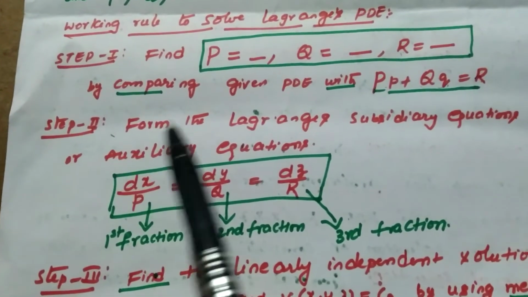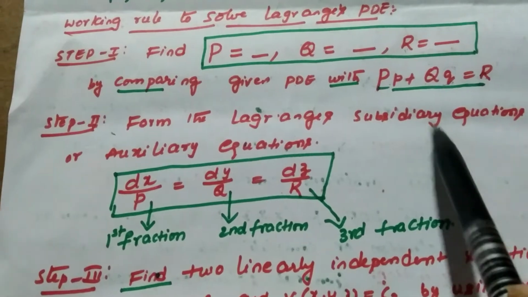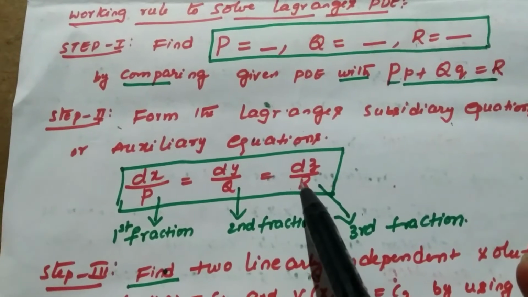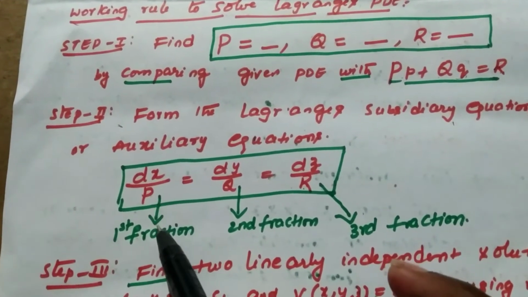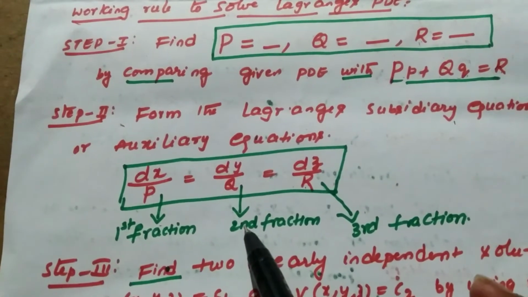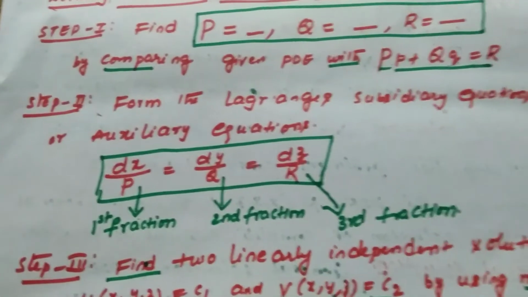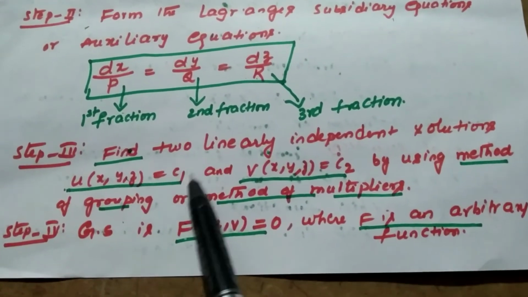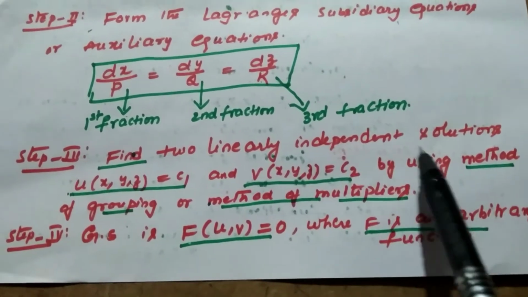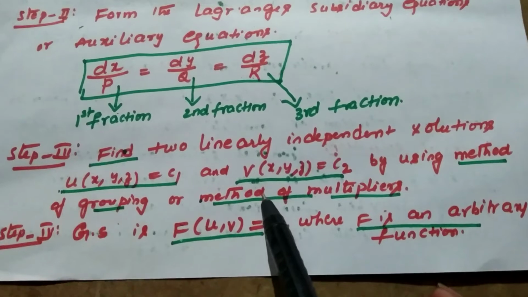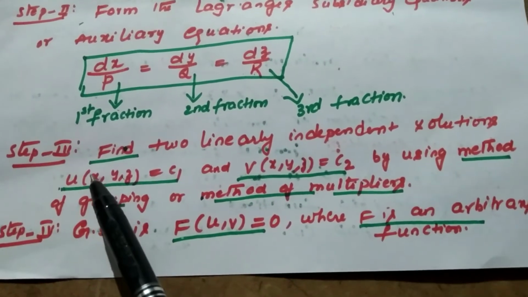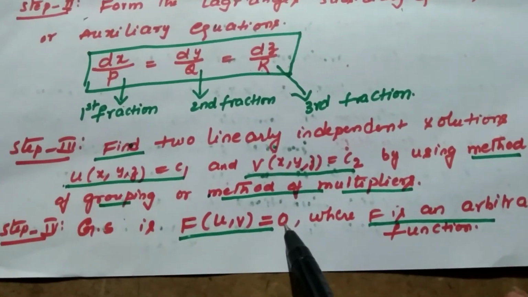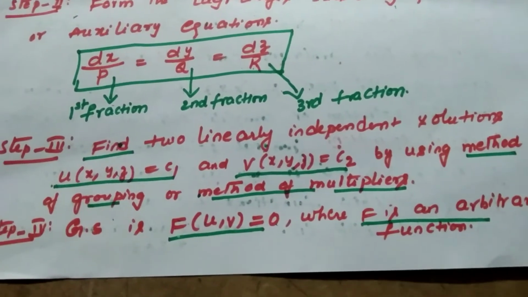In the second step, we consider the Lagrange's subsidiary equations or auxiliary equations as dx by P equal to dy by Q equal to dz by R. Here dx by P is called the first fraction, dy by Q the second fraction, dz by R the third fraction. In step 3, find two linearly independent solutions u of x, y, z equal to c1 and v of x, y, z equal to c2, either by using method of grouping or by using method of multipliers. After finding two linearly independent solutions u and v, we write the general solution f of u, v equal to 0, where f is an arbitrary function.